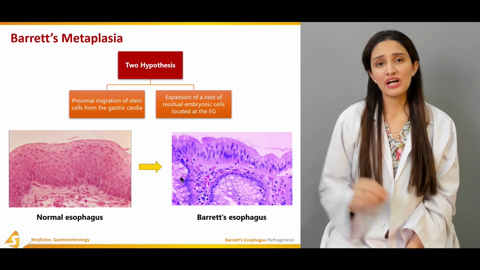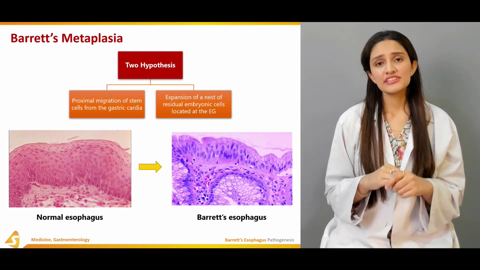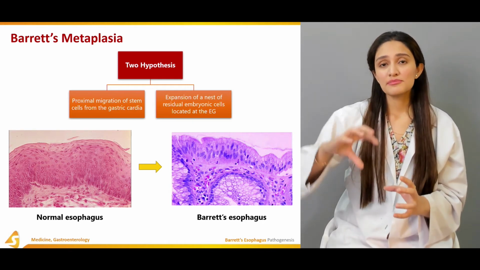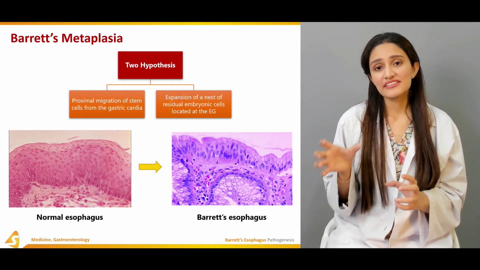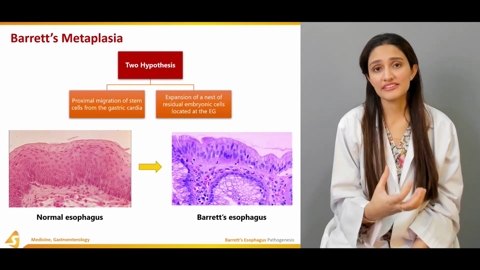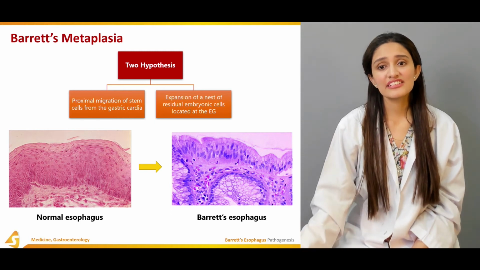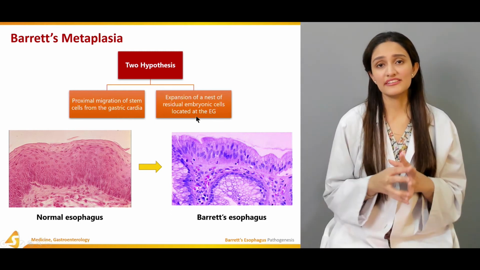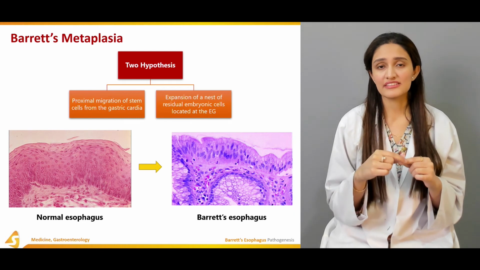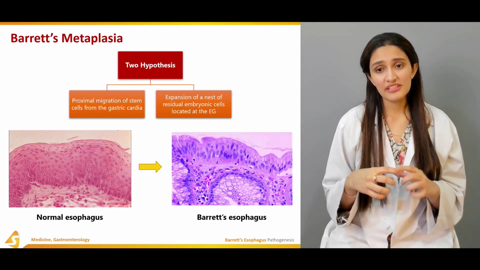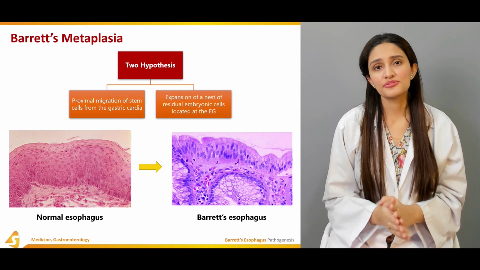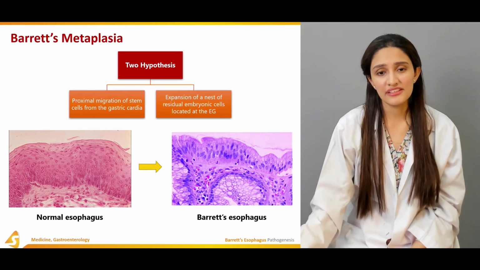And then again, there were two hypotheses that were being argued about. The first hypothesis was the proximal migration of the stem cells from the gastric cardia, the portion of the stomach which is called the cardia. These cells migrate into the esophagus and then cause the differentiation and the metaplastic epithelium to occur. And the second is the expansion of a nest of residual embryonic cells located in the esophagogastric junction. The esophagogastric junction is the junction where the esophagus is attached to the stomach. And in there, the embryonic cells ultimately differentiate into columnar cells instead of squamous epithelium.